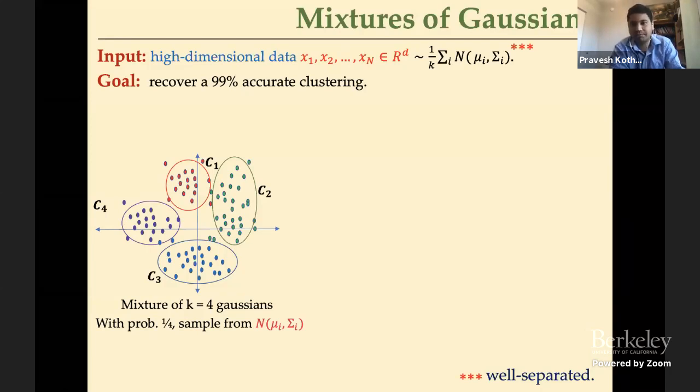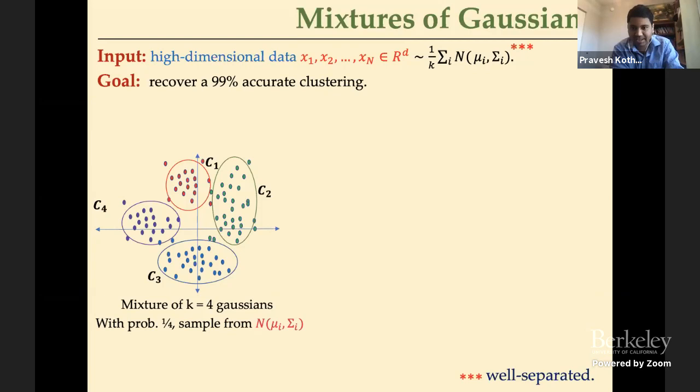Of course, the parameters are also unknown to the algorithm. The goal of the algorithm is to find a 99% accurate clustering of the data. Here's what that means. The algorithm's job is to come up with a way to group the capital N samples it sees into K equal size buckets so that each group overlaps with some true cluster in at least a 99% fraction of its points.